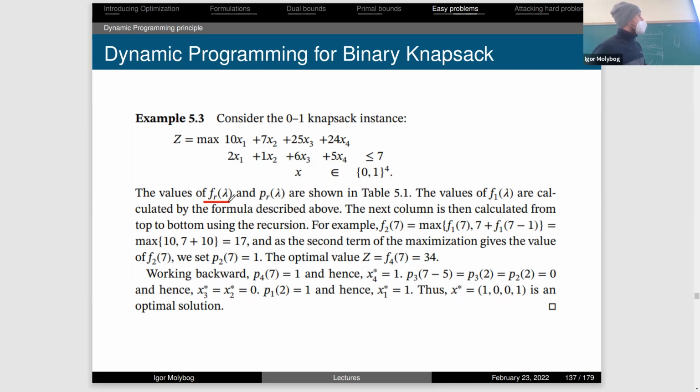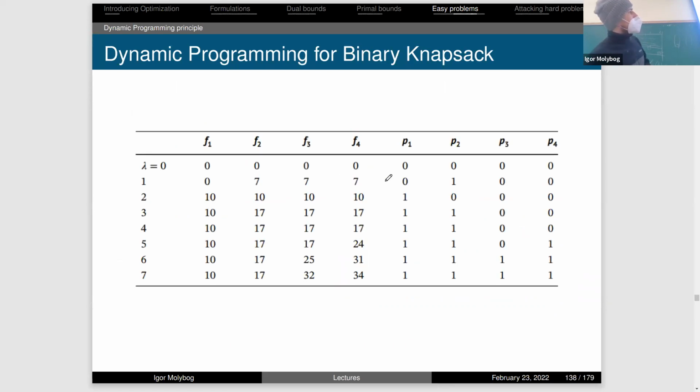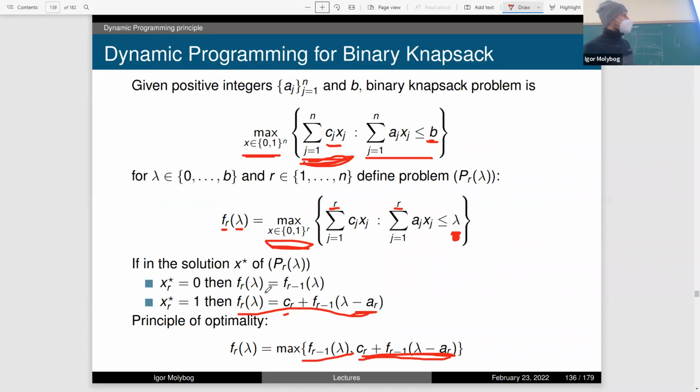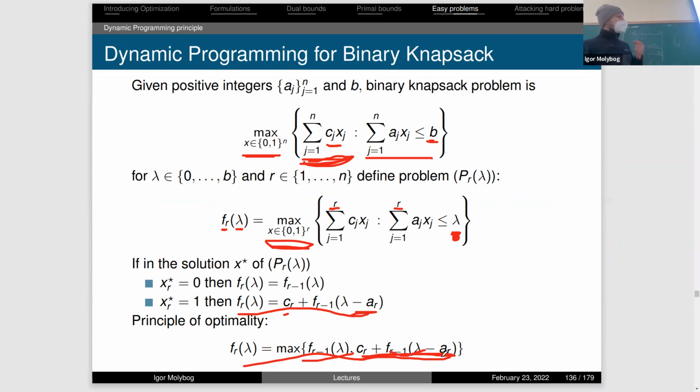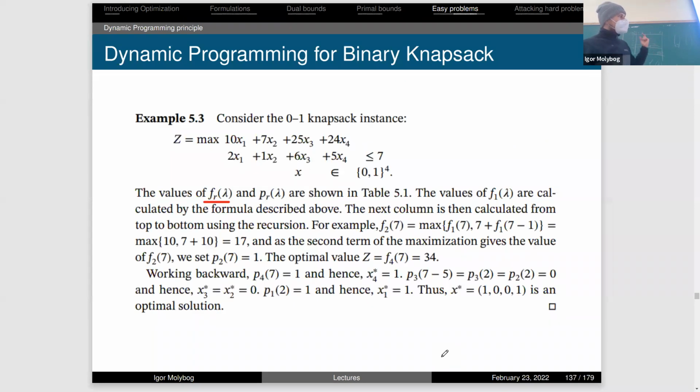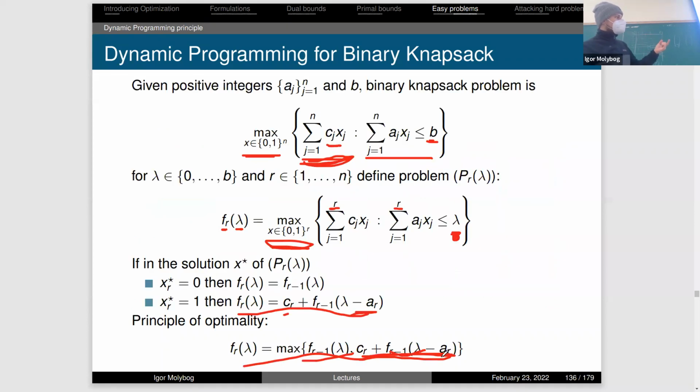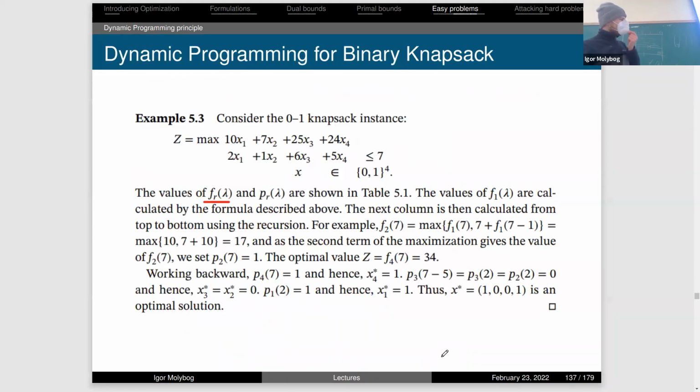Basically, p_r of lambda is something that would allow you to track back the actual value of the x star, since F does not give you that. This principle of optimality only talks to you about optimal values, never about optimal solutions. So to recover the optimal solution, you would need to amend this principle of optimality with some extra steps, but it's not very crucial.